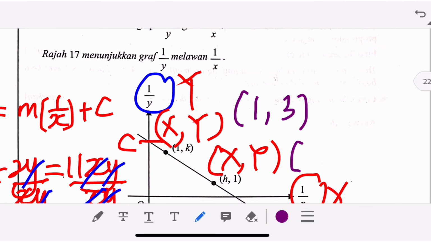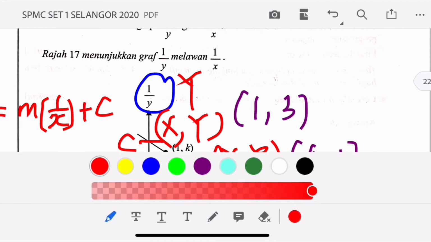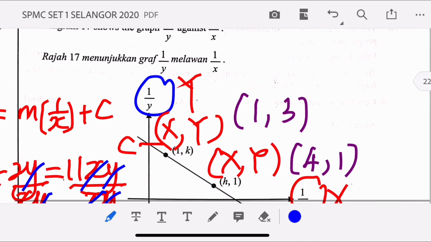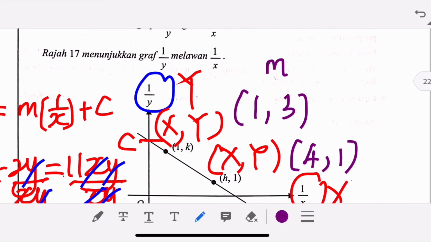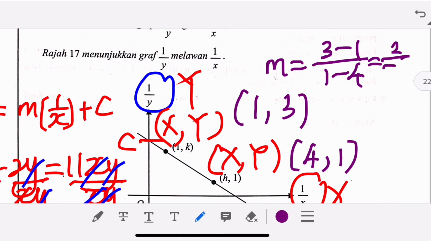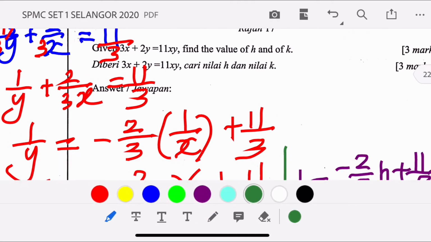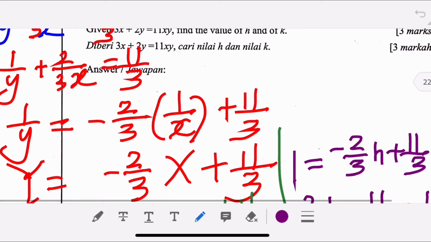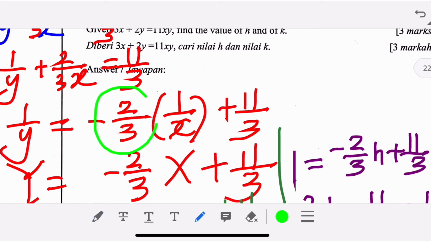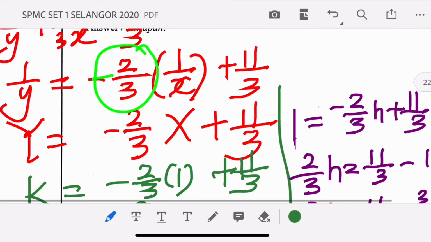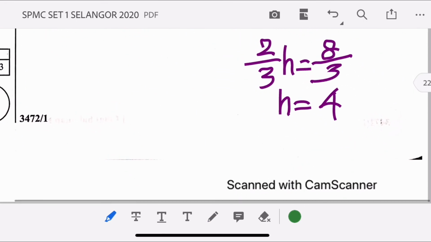And then 4, 1. Let's try to find out the gradient of the graph. Should be negative 1 minus 4, so you have 2 over negative 3, right? Yeah, we are having the gradient which is actually the same. So negative 2 over 3 is the gradient. Okay, so everything looks okay.